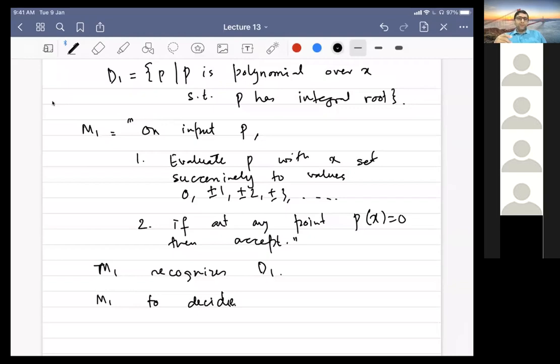And it is also possible that there is no such root. Since it is possible that there is no such root, in that case we would keep testing 0, plus 1, minus 1, plus 2, minus 2, plus 3, minus 3, and we will never end, right? And we will never be able to come up with a solution.